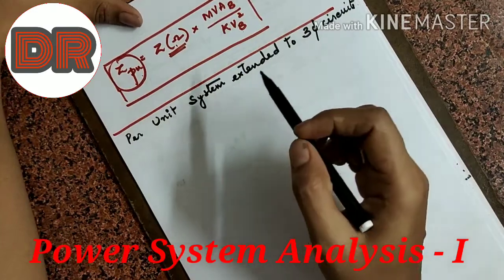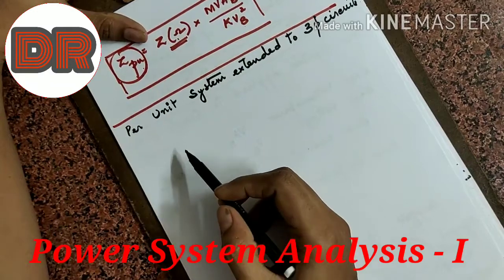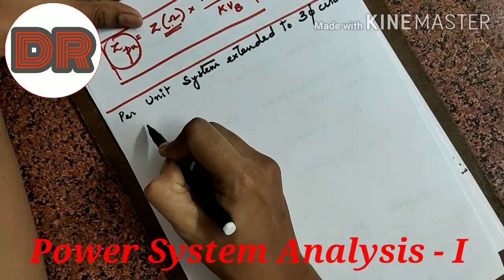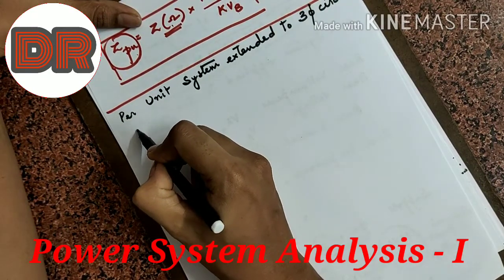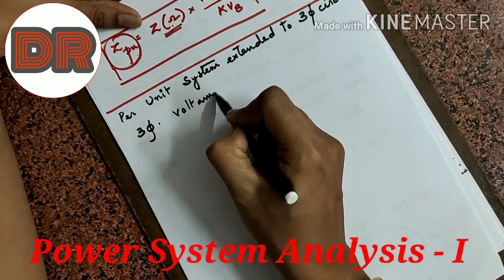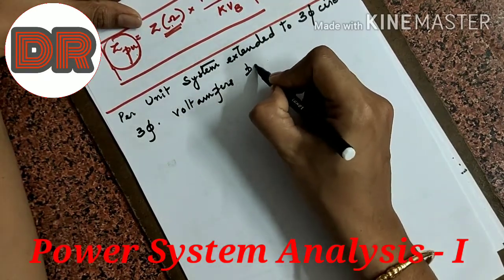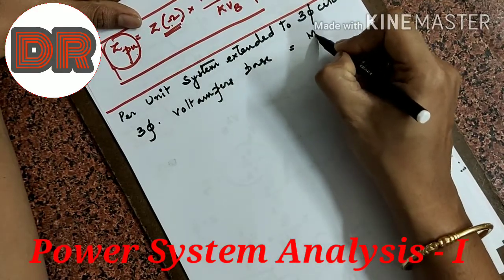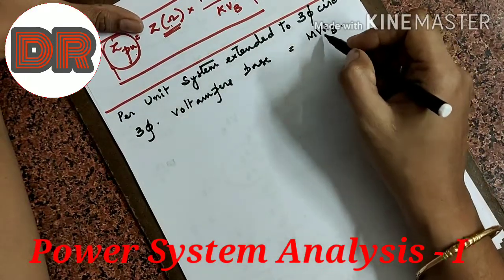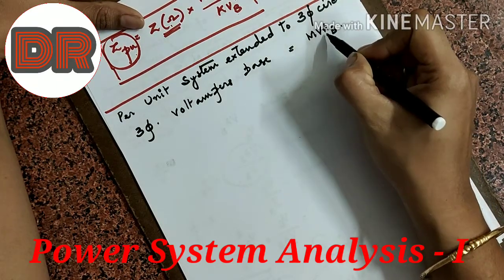So we have seen how to calculate per unit impedance applied to single phase circuit. Now let's see per unit impedance extended to three phase circuit. Let me take here the three phase volt amperes base, or amperes base, as the standard quantity, that is MVA base. This notation is used for MVA base or volt ampere base. So the standard quantity is MVA.